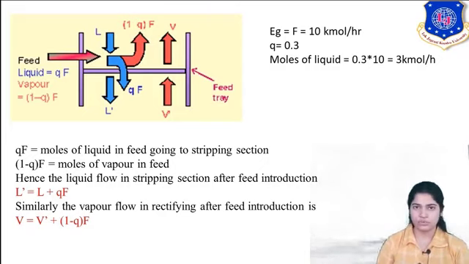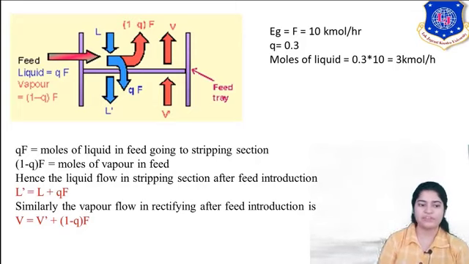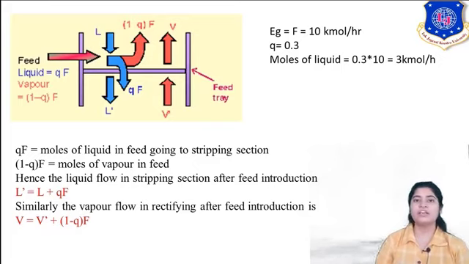When we define Q factor, it is what? Moles of liquid which is going into the stripping section. Similarly, what is 1 minus QF? It is moles of vapor in the feed. For example, you can say that my feed is 10 kilomole per hour, suppose, and Q condition is given 0.3. It means the moles of liquid present is 0.3 into 10 is equal to 3 kilomole per hour. So in my feed, liquid which is coming is 3 kilomole per hour.